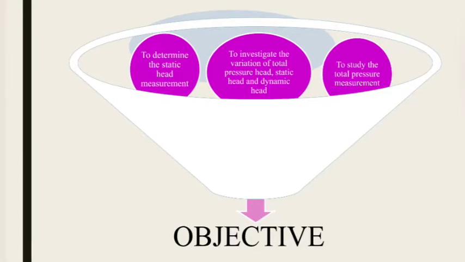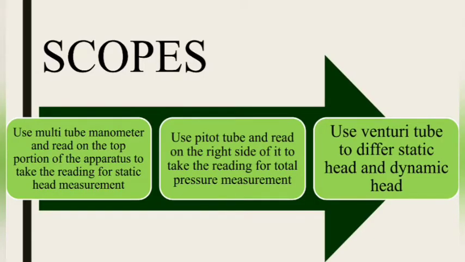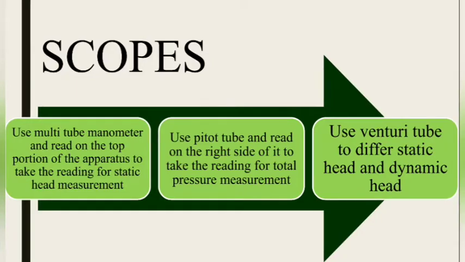In closing, I will spell out the scopes for the Bernoulli's principle experiment. Firstly, we have to use the multi-tube manometer and read on the top portion of the apparatus to take the reading for static head measurement. Secondly, we have to use the pitot tube and read on the right side of it to take the reading for total pressure measurement. And we have to use the Venturi tube to differentiate static head and dynamic head. I will pass to my other team members to present the next chapter. That's all from me. Thank you.